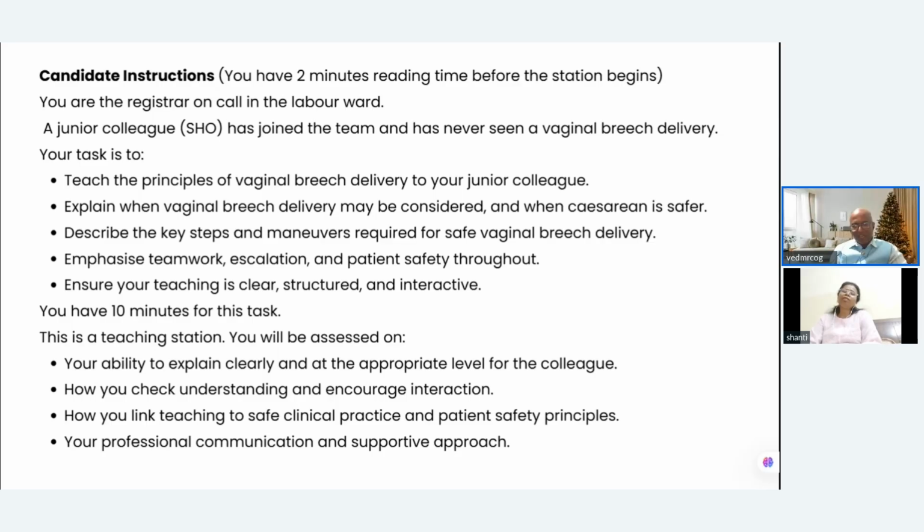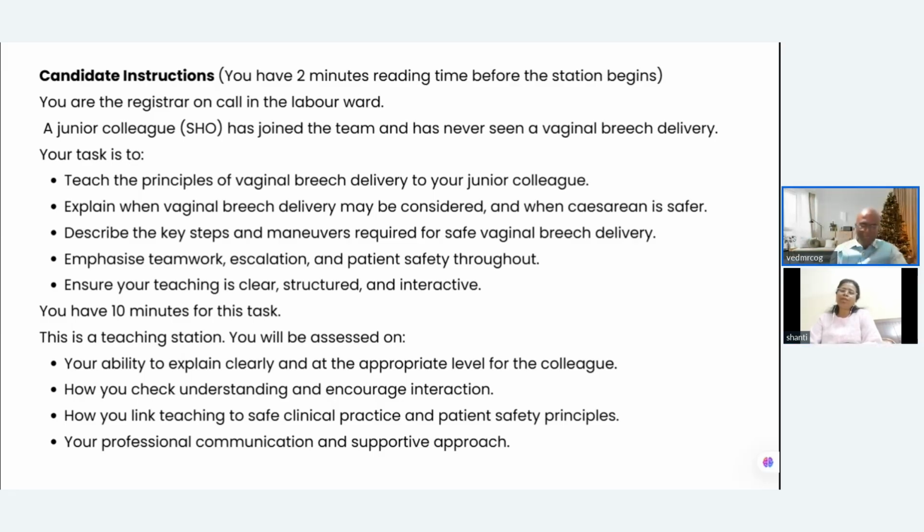Now, after introducing each other, you appreciated the role player, appreciated her keen interest to know about the vaginal breech delivery, etc. For this particular station, they might give you the mannequin, or they might give you the baby doll and the pelvis. So this you might have to demonstrate.